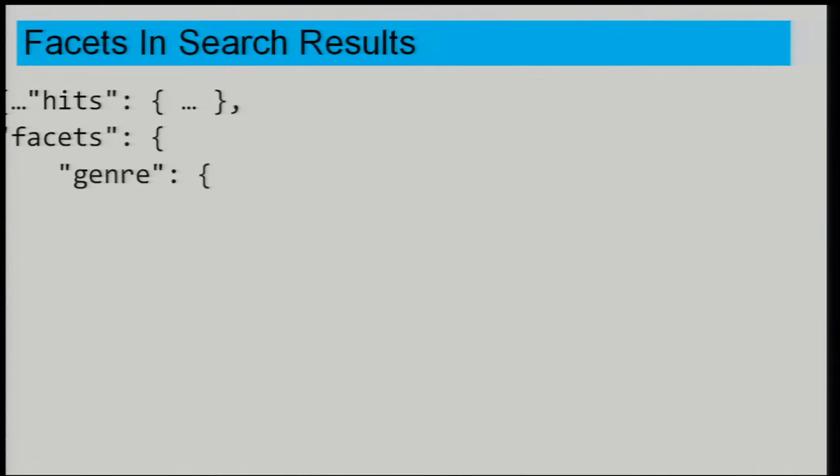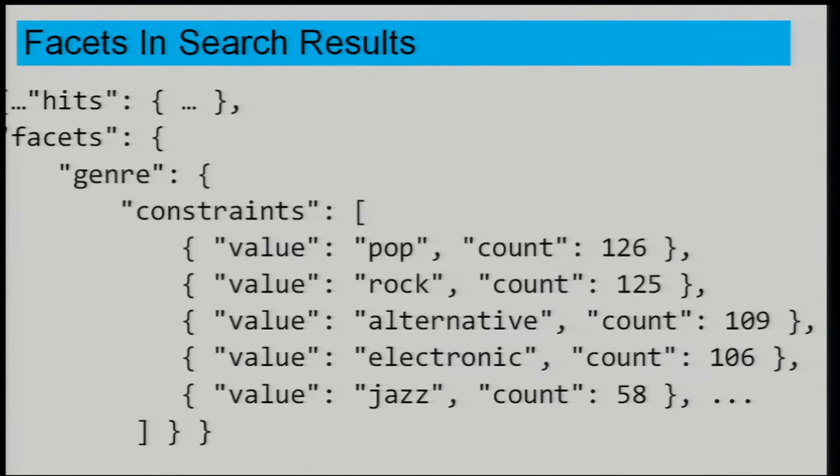And we can also look at what the result looks like when we do some faceting. After the section of hits in our search result, we get a section of facets. For each facet, in this case genre, we get a list of the possible values along with the counts for those values. And you can see it maps almost one-to-one with what you typically see in the left rail of an application. You would see pop is 126, rock is 125, alternative 109, etc.